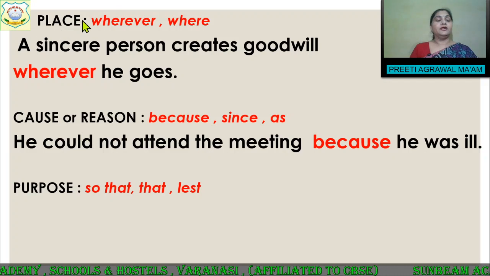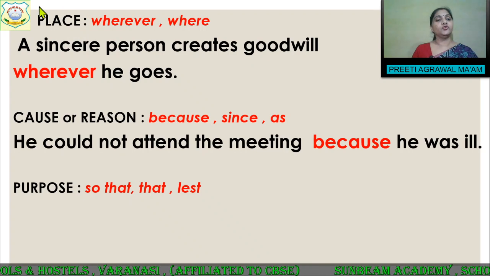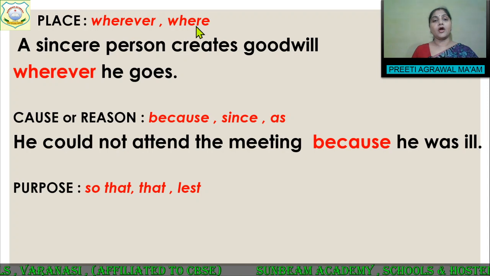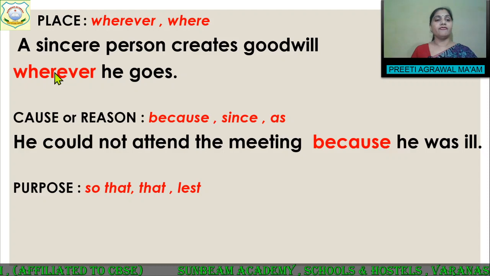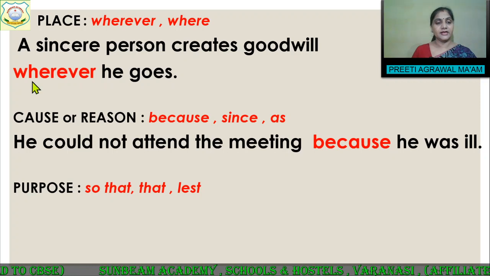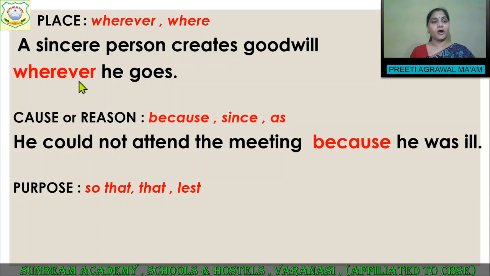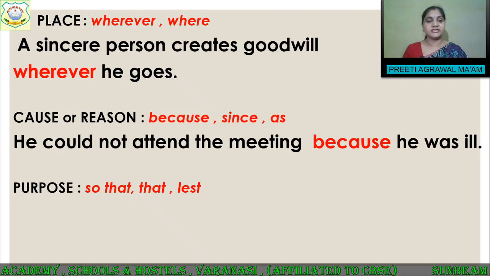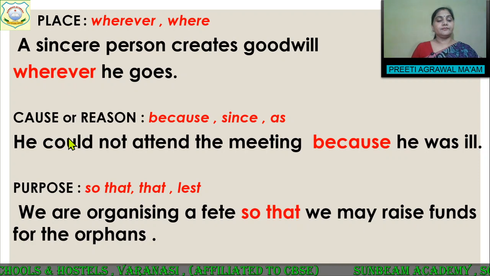Here we were talking about subordinating conjunctions of adverb clauses, and we just learned about time. Now place. For place you can use wherever or where. A sincere person creates goodwill wherever he goes. So this is telling about the place. This is the subordinating conjunction introducing adverb clauses, and out of adverb clauses you are seeing the example of place.